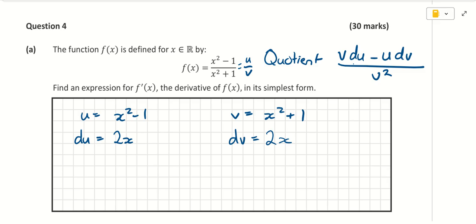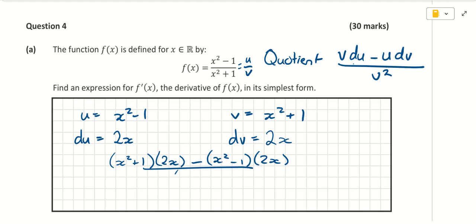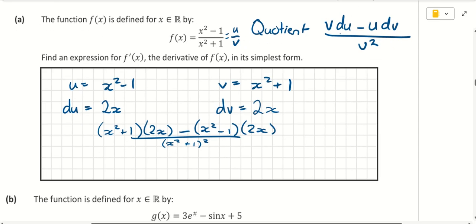So now let's fill it into our quotient rule. We've got v, which is x squared plus 1, times du, which is 2x. Then we minus x squared minus 1 times dv, which is 2x. And then the whole thing is over v squared, so that's (x squared plus 1) squared. You don't need to multiply that out. We just need to simplify it a bit.